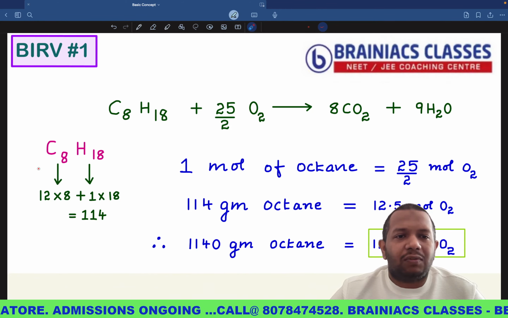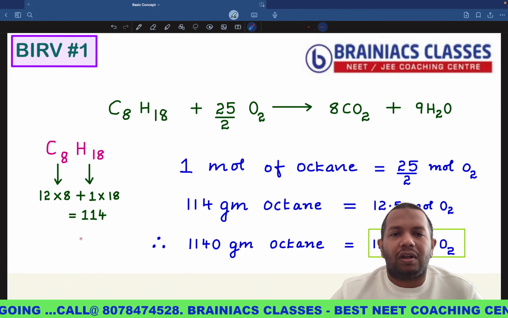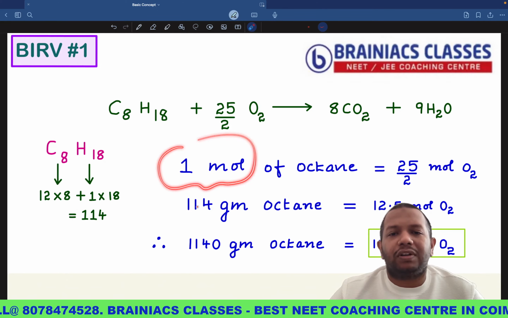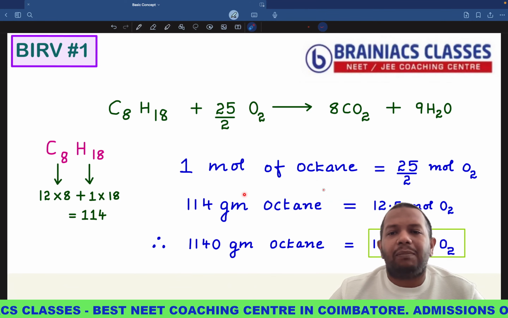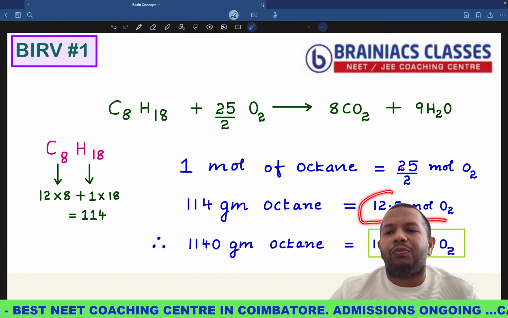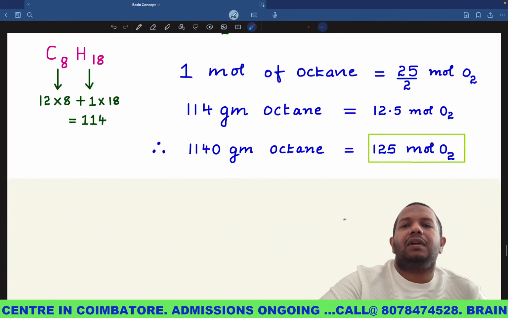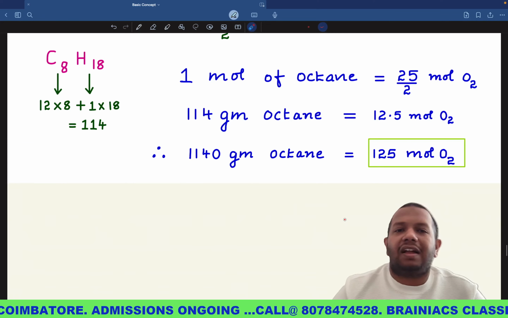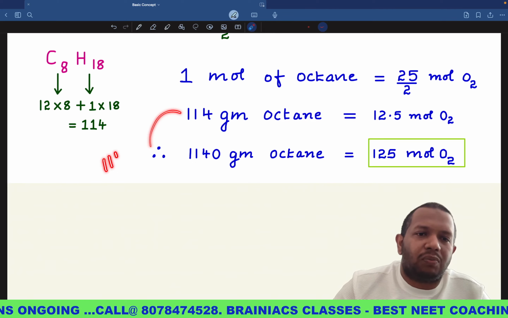To convert that, what is the mass number of C8H18? It is coming around 114. So we can easily say 1 mole of octane is nothing but 114 gram octane. So 114 gram octane needs 12.5 mole O2. 25 by 2 is 12.5. Correct?